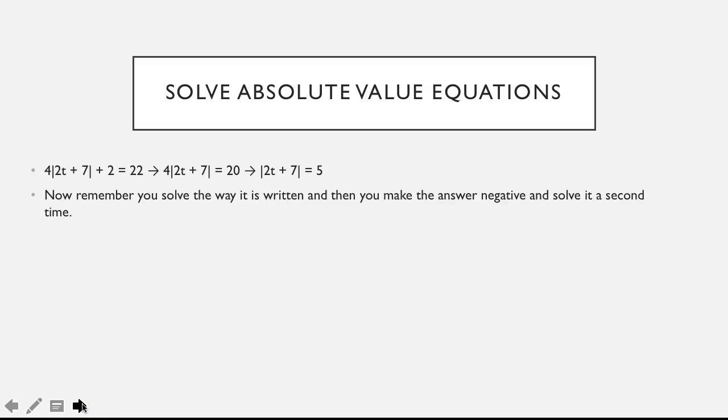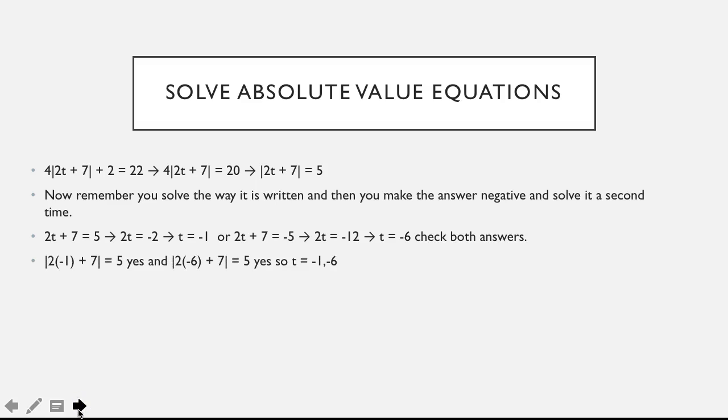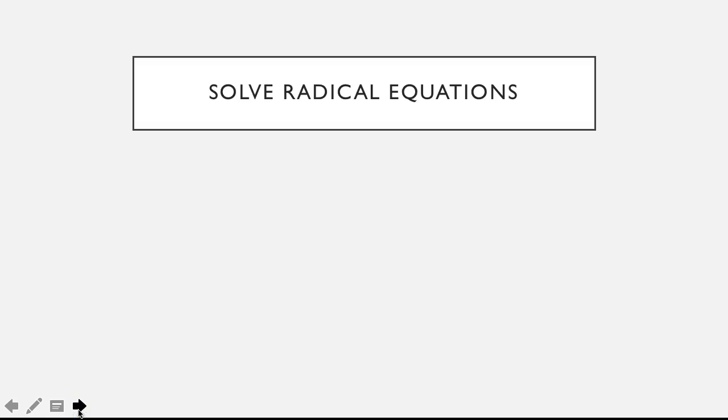And then remember, you solve it the way it is written, and you make the answer negative and solve it a second time. So 2t plus 7 equals 5, 2t equals negative 2, and t equals negative 1. Or 2t plus 7 equals negative 5, and 2t equals negative 12, so t equals negative 6. Check both answers. Substitute them in and decide if it's true or not, and they both are. So t equals negative 1 and negative 6.